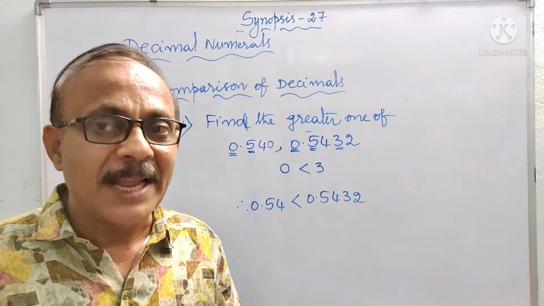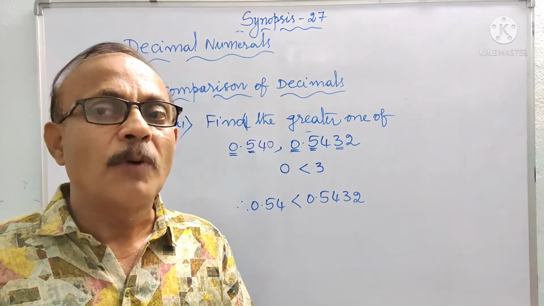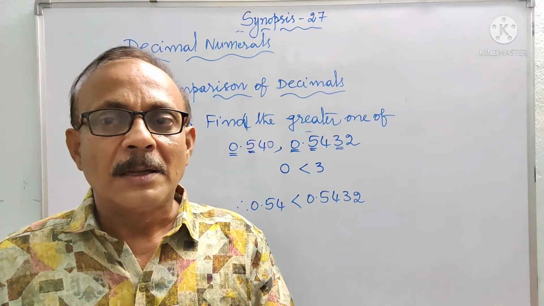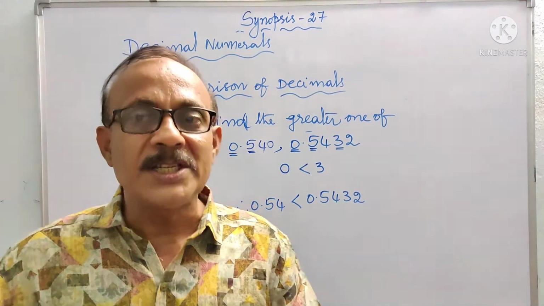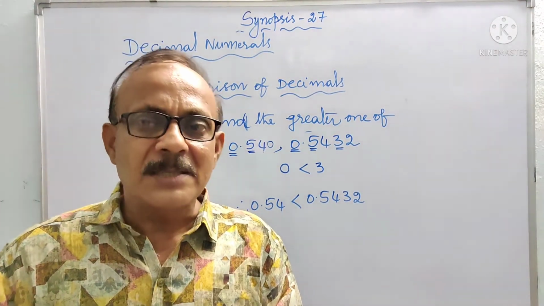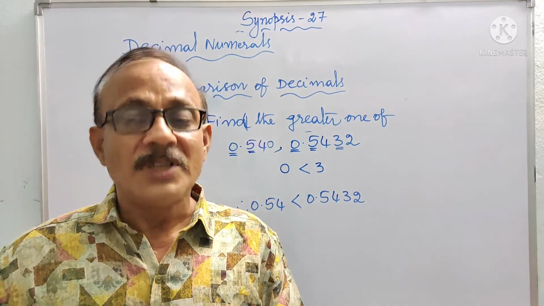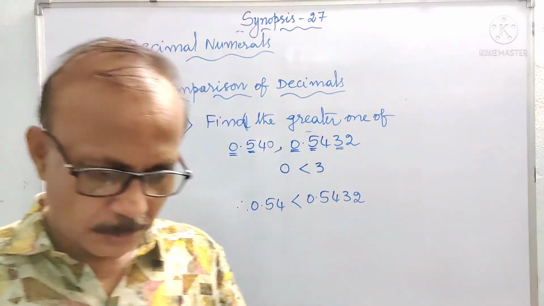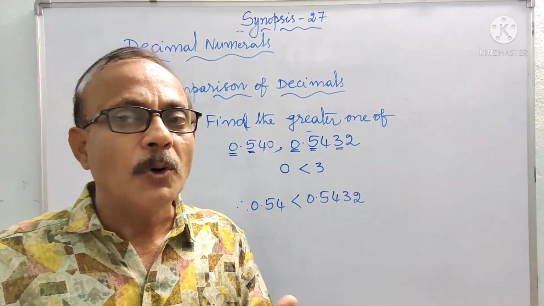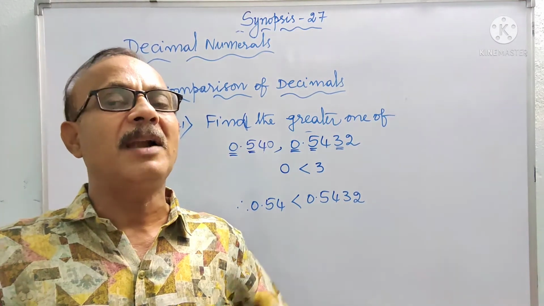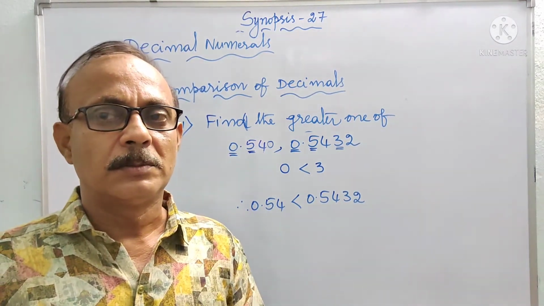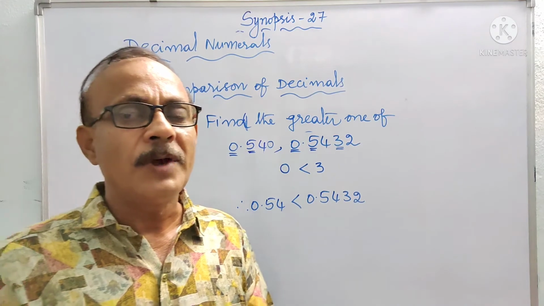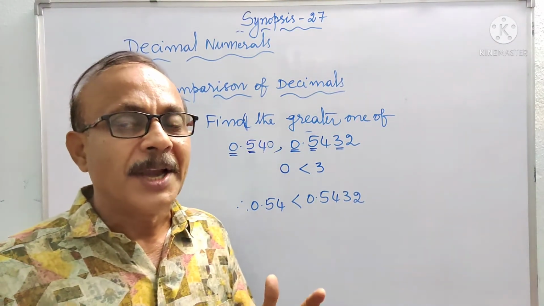Those are the 10th place, which is equal to 1 by 10 or 0.1, the 100th place, which is equal to 1 by 100 or 0.01, the 1000th place, 1 by 1000, which is equal to 0.001, and so on. And also we learned how to write a decimal numeral in expanded form using their place values, and how to read a decimal. And here I told you we have to read the digits after the decimal point individually.